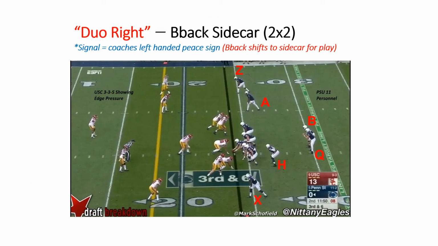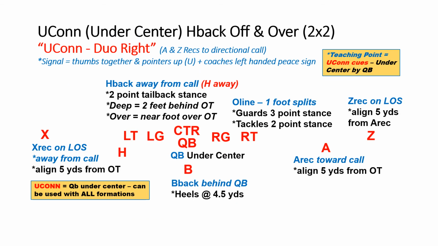Here's a diagram of it, a visual. Here's a duo right. As you get older, we can spread them out. We can actually put the A on the hash, the Z would go on the numbers, and the X on the numbers. Again, you can adjust this to the strength of your quarterback's arm, but we start with the 5-yard rule. We also have the ability to do all the formations with the quarterback under center.